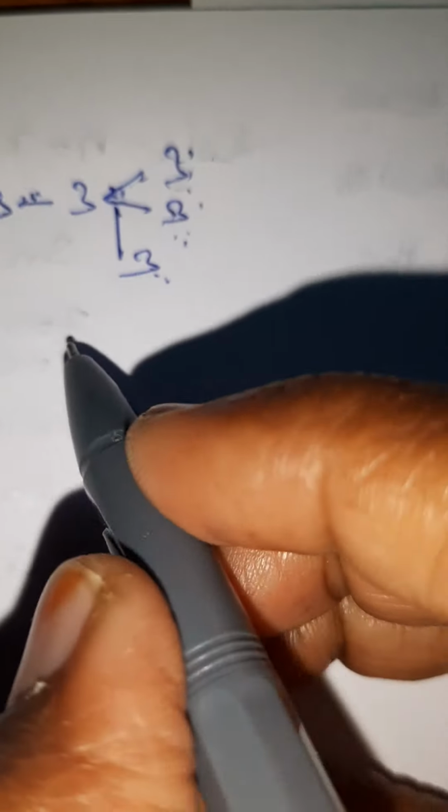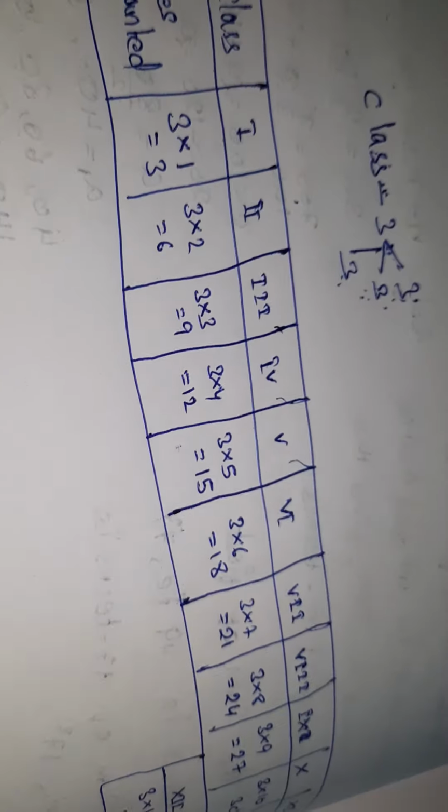So in that way, we get a series of terms, right? So let us write this. First of all, I'll draw a box and I'll write the information and the series of numbers there.